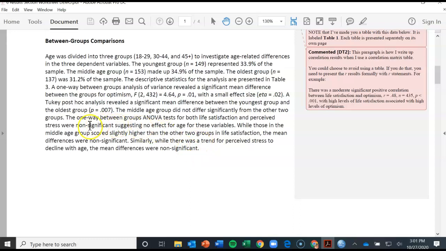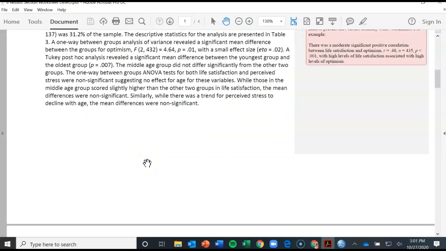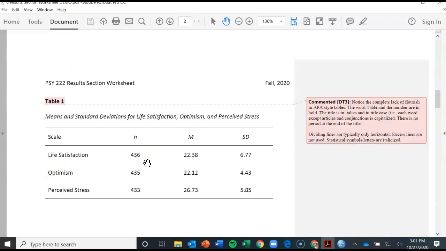Now, if you get from me a comment on your paper that says you need to describe the pattern of data in the means, that's what I did here in these last three sentences. I described the pattern in the means. So, higher than the other two groups. A trend for perceived stress to decline with age. I'm giving a verbal description of the pattern in the means. It helps to look at the tables to see that.